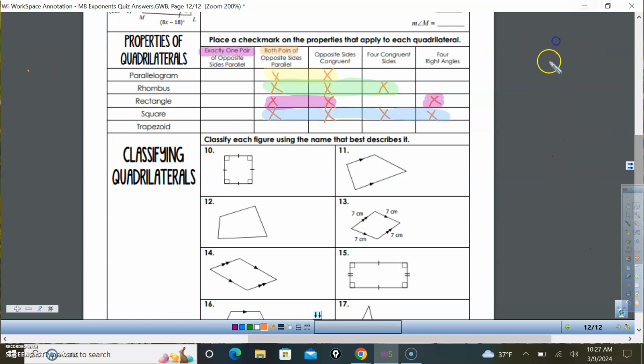And then last but not least, we also have a trapezoid. So a trapezoid is the whole reason that we have that first column here, exactly one pair of opposite sides are parallel. A trapezoid, unlike all of our other shapes, is only going to have one set of parallel sides. It does not have opposite sides that are congruent necessarily. It does not have four congruent sides, and it does not have four right angles. A trapezoid really only meets the exactly one pair of opposite sides are parallel.